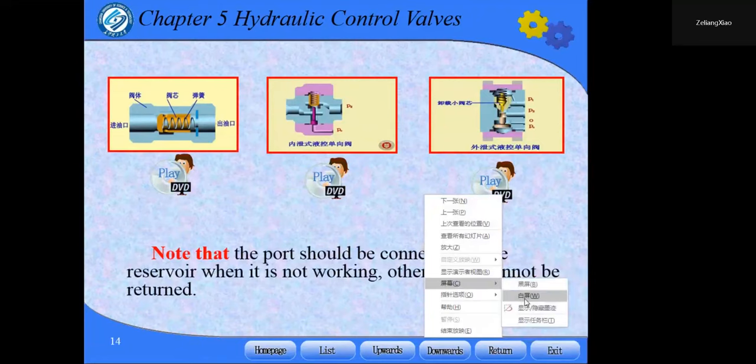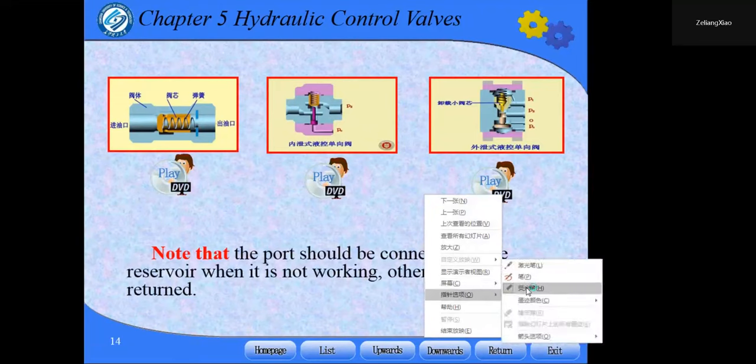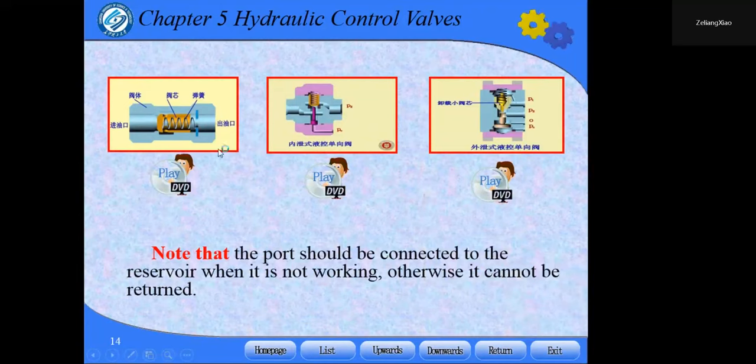We can play the videos. There are three videos. Also, I can explain. This is the inlet port, and this is the outlet port. This is the valve core, the spring is here. This is the valve core, spring, the inlet port and outlet port. Inlet and this is outlet. This is the hydraulic operated valve.